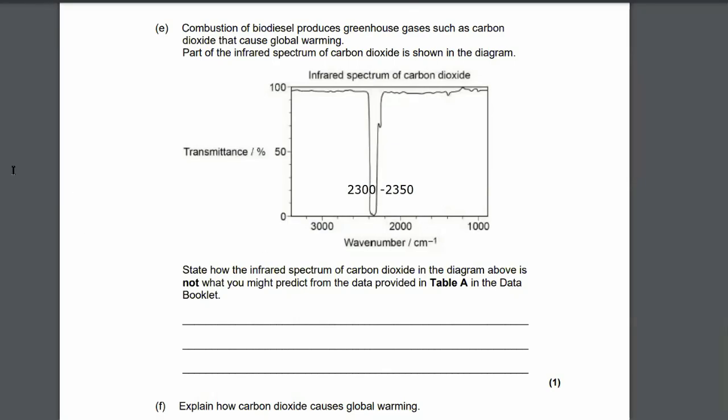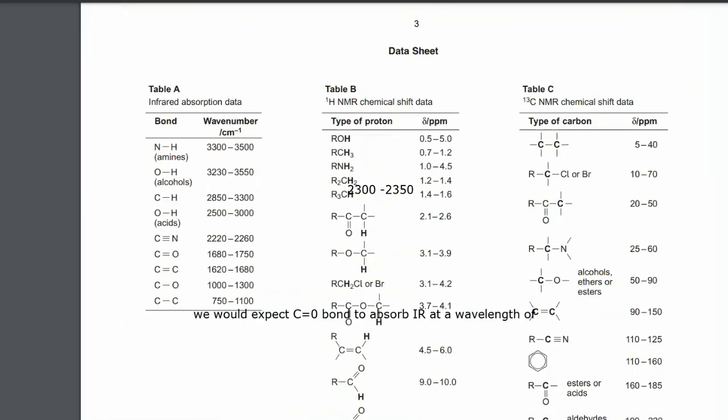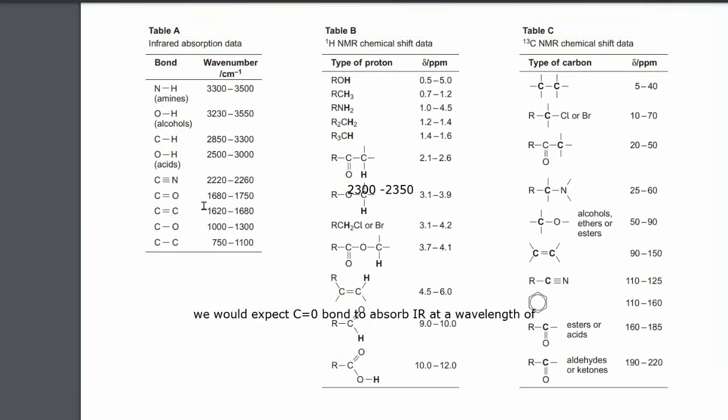Well, if you look in Table A of the data booklet, we would expect carbon dioxide to be around 1,680 to 1,750. That's where the C=O bond from the carbon dioxide should be. What we actually find here is an absorption at 2,300 to 2,350, sort of around that range. We would expect it not to be there. On the data book, it should be 1,680, but there we go.